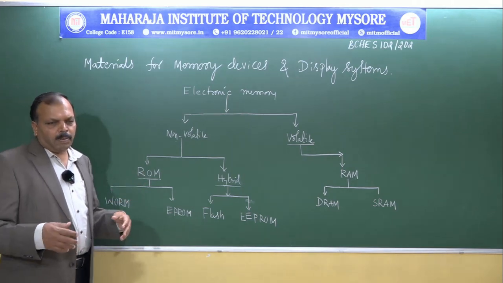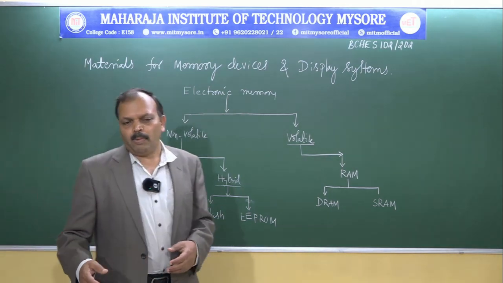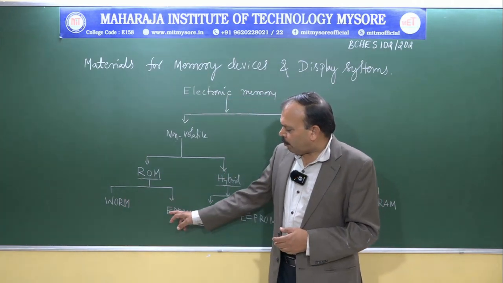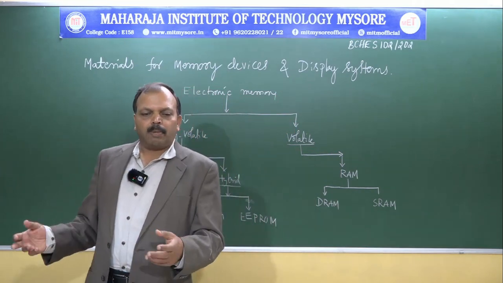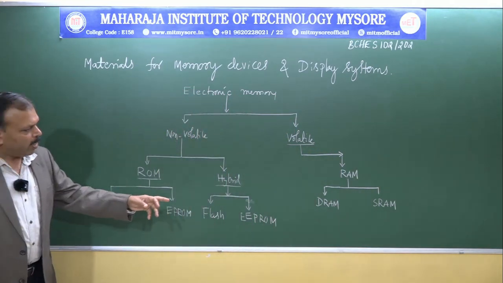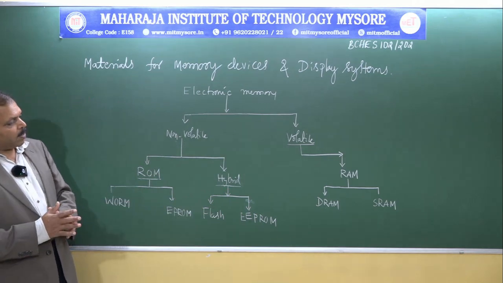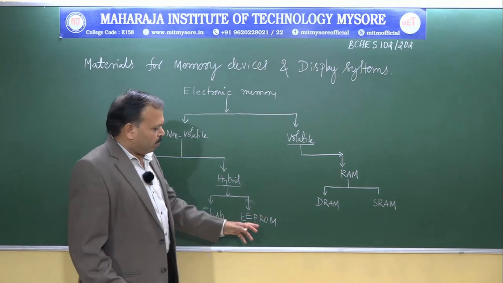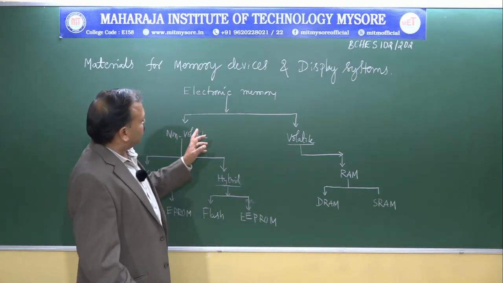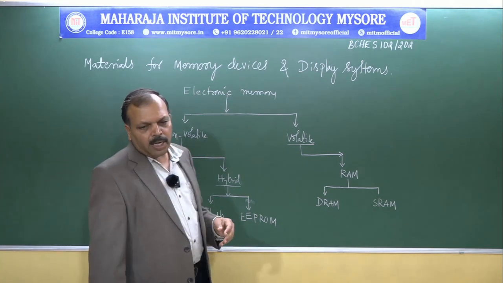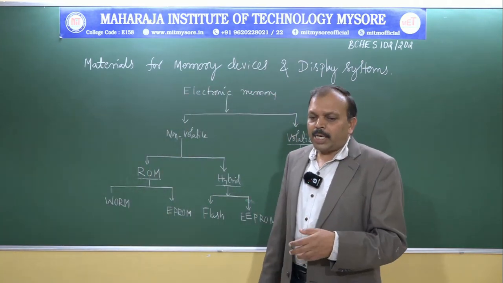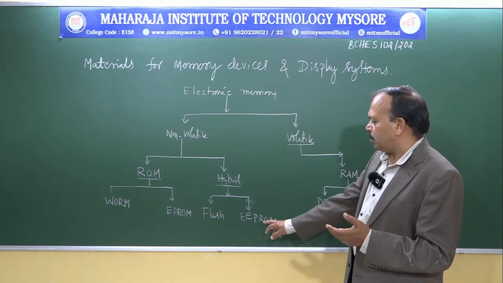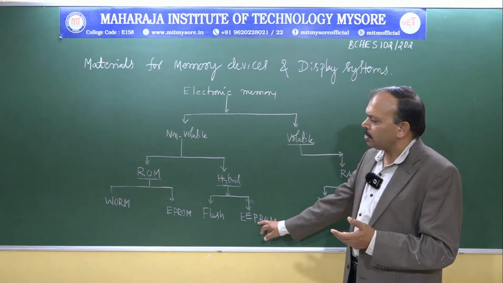In the read only type memory we have WORM, write once and read many times, and EPROM, that is erasable programmable read only memory. Under the classification of hybrid, we have flash and EEPROM, where ROM stands as usual for read only memory, and EEPROM is electrically erasable programmable read only memory.